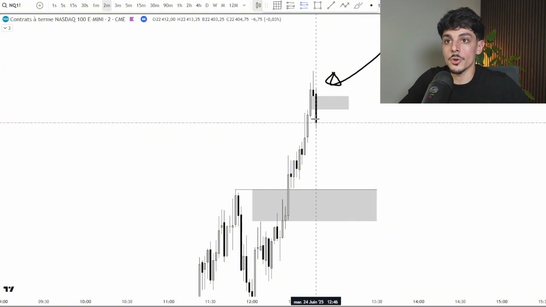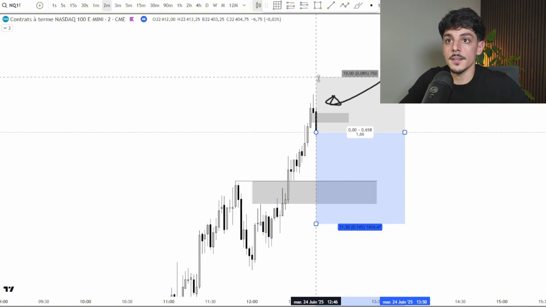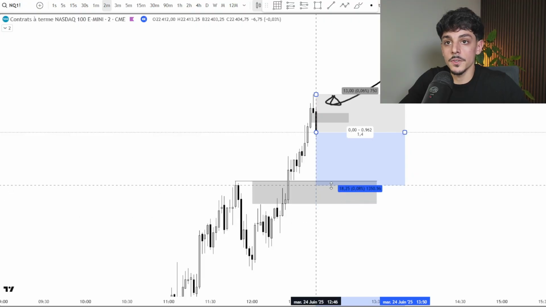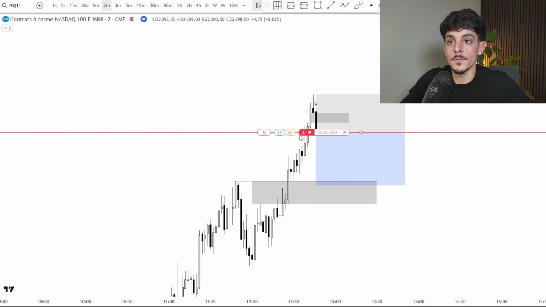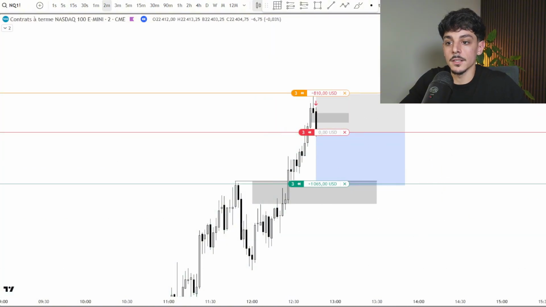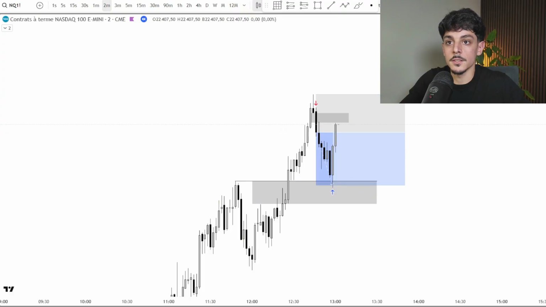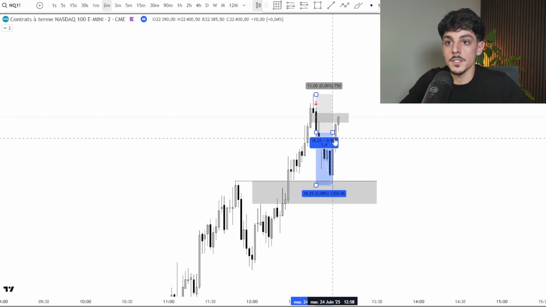This is where I would go short, my stop loss right above this high, and I would target the unfilled 15-minute fair value gap for a 1.4-to-1 risk to reward. This is where I would put my stop loss. My take profit would be at the gap, and let's look at what happens. And you guys can see in a few minutes you hit your target.